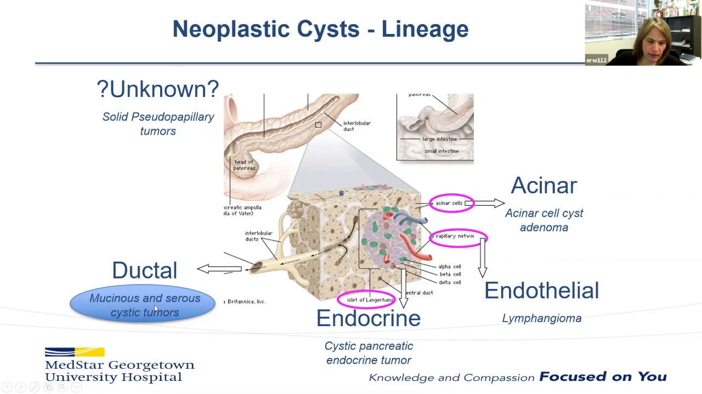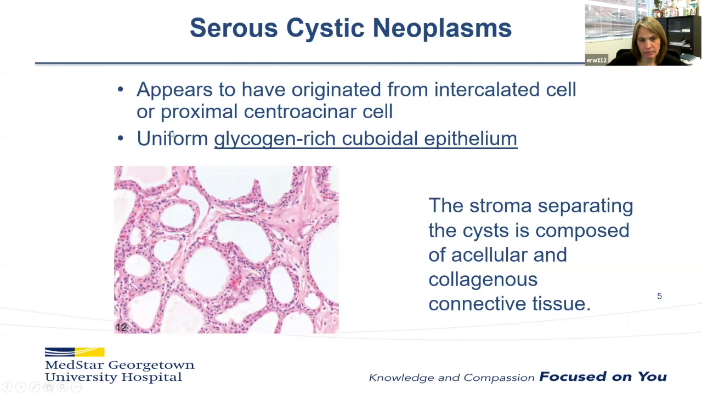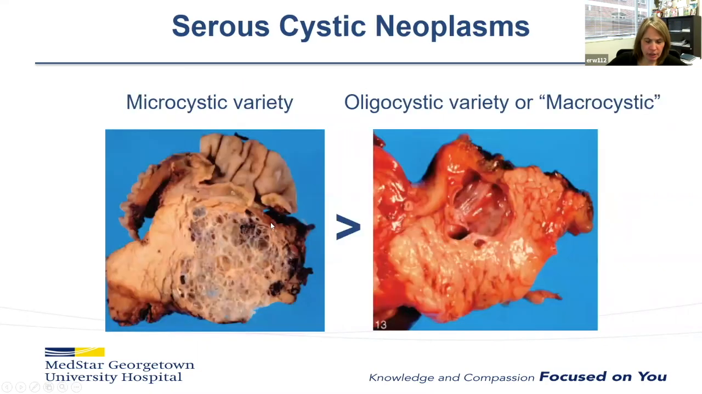Just to review the types of cysts that are probably most common that you will hear about is primarily the serous cystadenoma or serous cystic neoplasm. These are glycogen-rich, cuboidal, epithelial-lined cystic spaces with really acellular stroma and a lot of collagenous connective tissue. They are in imaging and pathologically really two separate varieties. The pathognomonic one being this one, the microcystic variety.